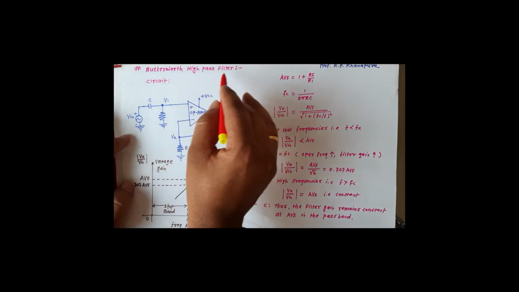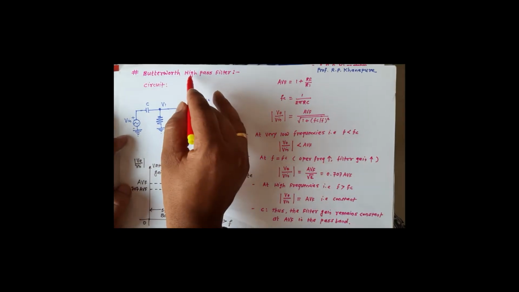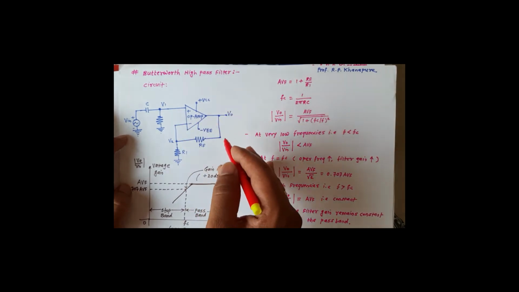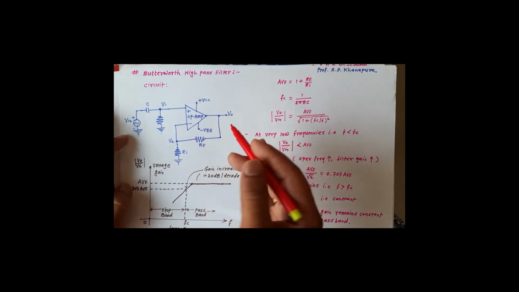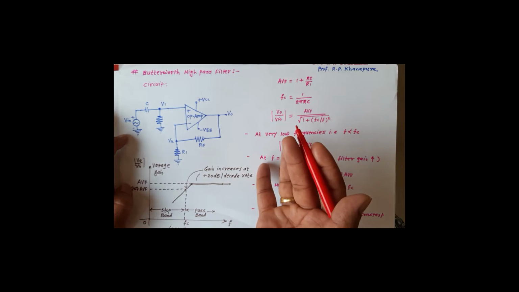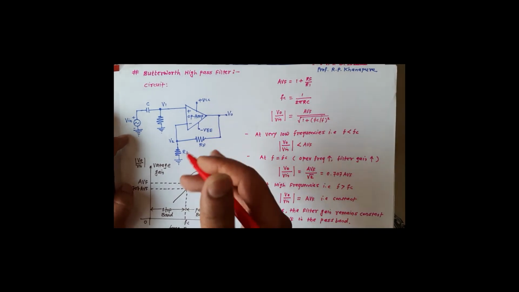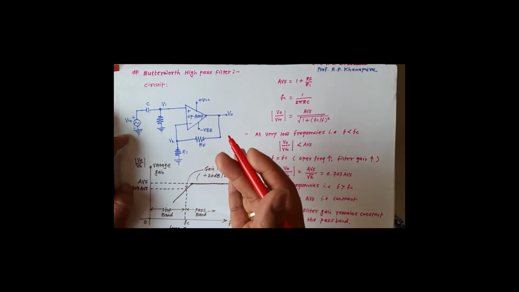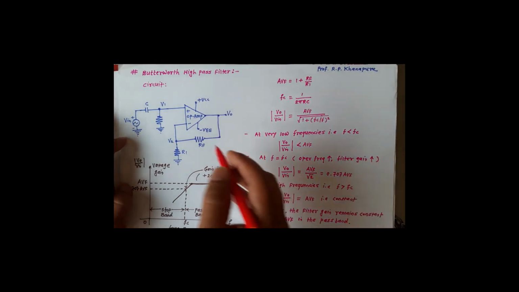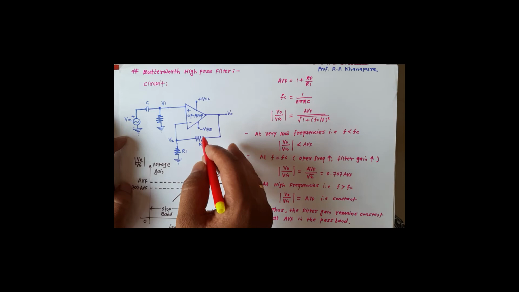So first, high pass filter means what? It is one of the filters which passes the high frequency and blocks or attenuates or rejects the low frequency, right? A high pass filter is a filter which passes the high frequency and rejects or blocks or attenuates the low frequency, right? So this is the circuit diagram for high pass filter.